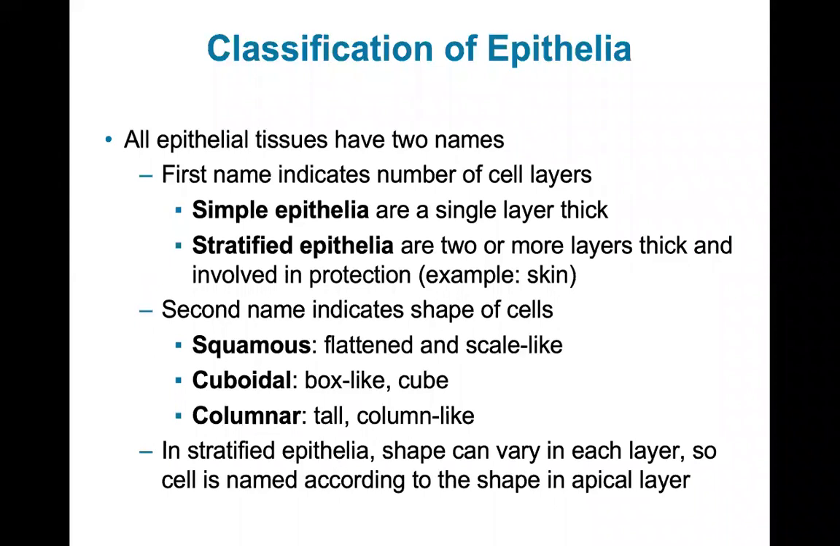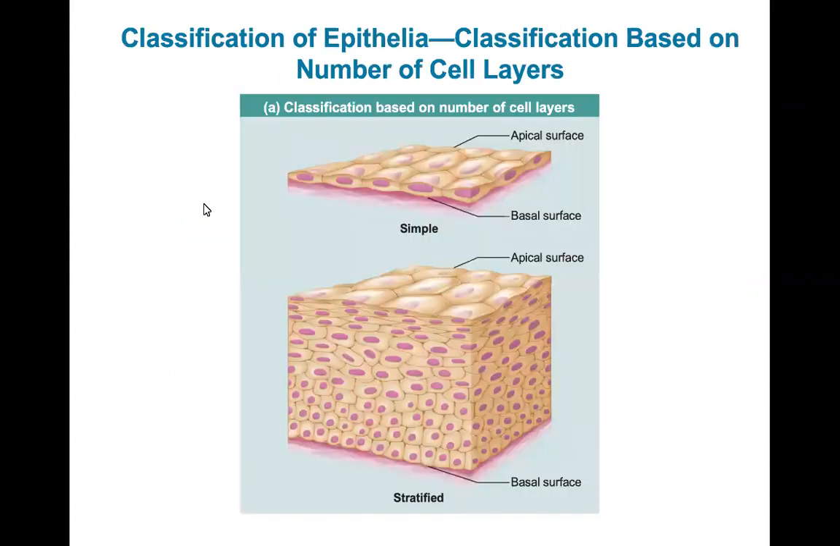Okay, so when we look at the classification for epithelial tissues, we name it by the number of layers, and then we also name it by its shape. Simple epithelia is a single layer of cells, so it's just one layer of cells. Stratified would define anything with two or more layers of cells. Squamous refers to flat or flattened cells, cuboidal, cube-shaped, and columnar or column-like. Okay, so we'll look at each of these different types of tissues based on whether they are simple or stratified, as you can see in these two examples here.